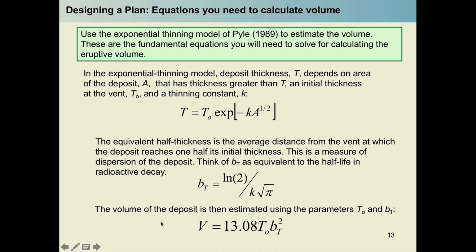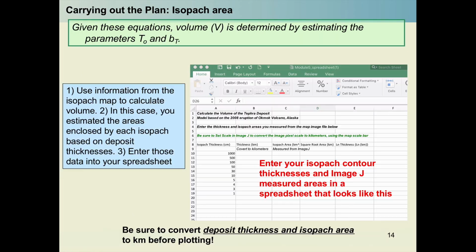You can then rearrange these terms and do some math that I'm not showing here, but is in your background slide coming up. The volume of the deposit can be estimated using the parameters T naught, your initial thickness, and the decay constant B sub t as follows. Volume equals 13.08 T sub 0 times B sub t squared.